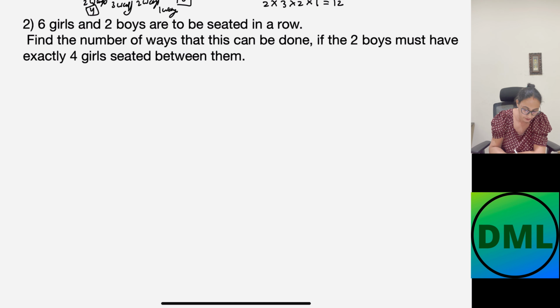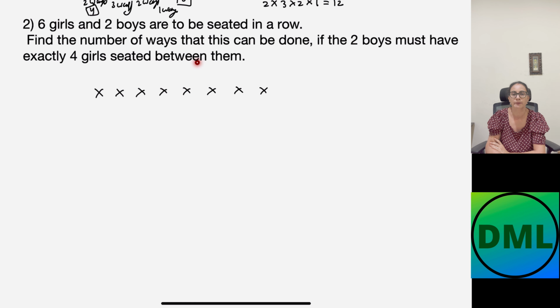Let's make 8 crosses here. 1, 2, 3, 4, 5, 6, 7 and 8 crosses. 2 boys must have exactly 4 girls seated between them. In between the 2 boys, there should be exactly 4 girls. This means that if the boy is here at the first place, this place will be girl, girl, girl, girl and then the boy should be there because there are 4 girls in between the 2 boys and this place will be filled with the girl and girl.